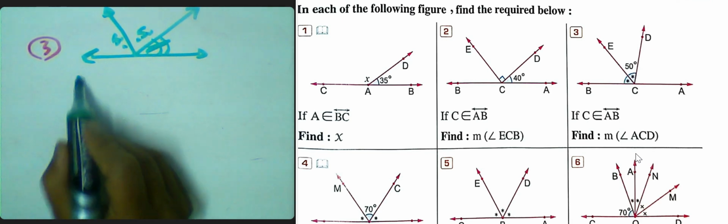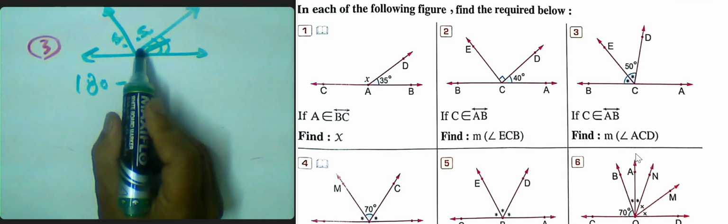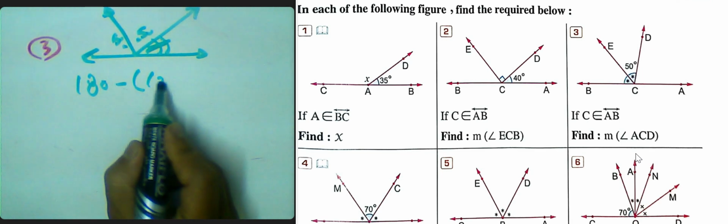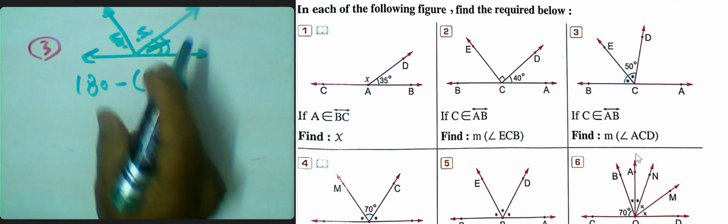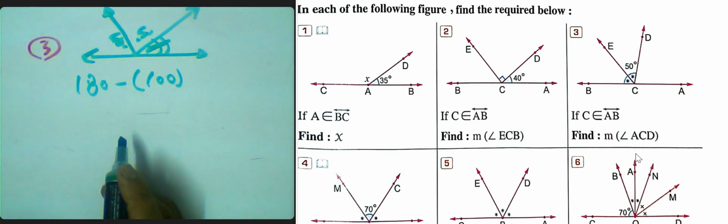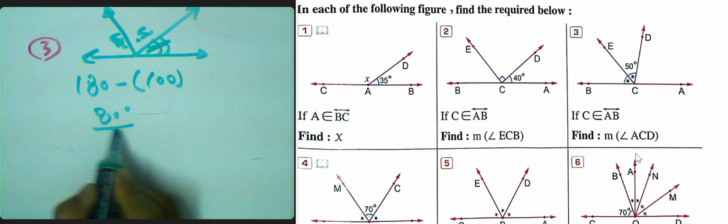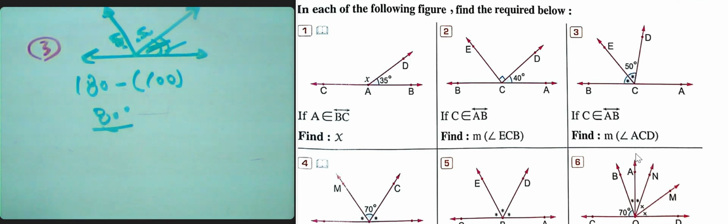To find the measure of this angle, we can write 100 subtract the summation of the two equal angles. The sum of them equals 100, 50 plus 50. Then the result will be 80 degrees. Okay, the measure of this angle will be 80 degrees.